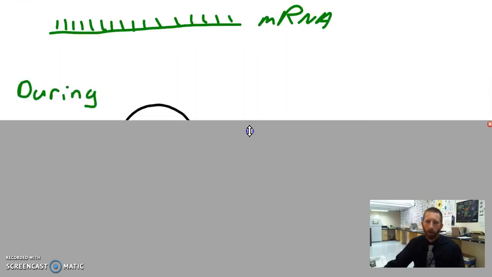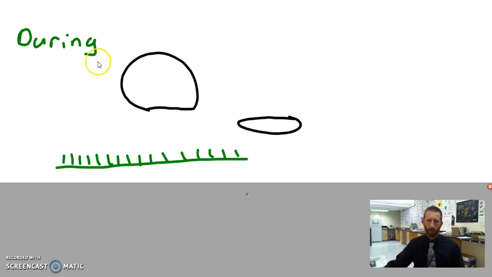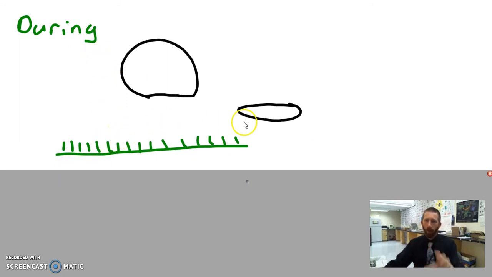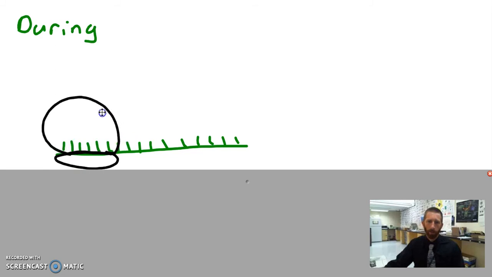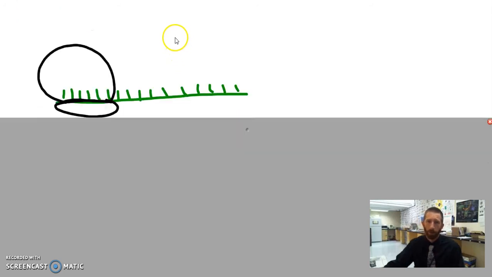And then during, we're going to start with, obviously, our mRNA. And then we're going to have our ribosome. So the small subunit of the ribosome comes in and attaches, right? And then the large subunit of the ribosome comes in and attaches. So you can go ahead and draw that. That's what your first during picture should look like.